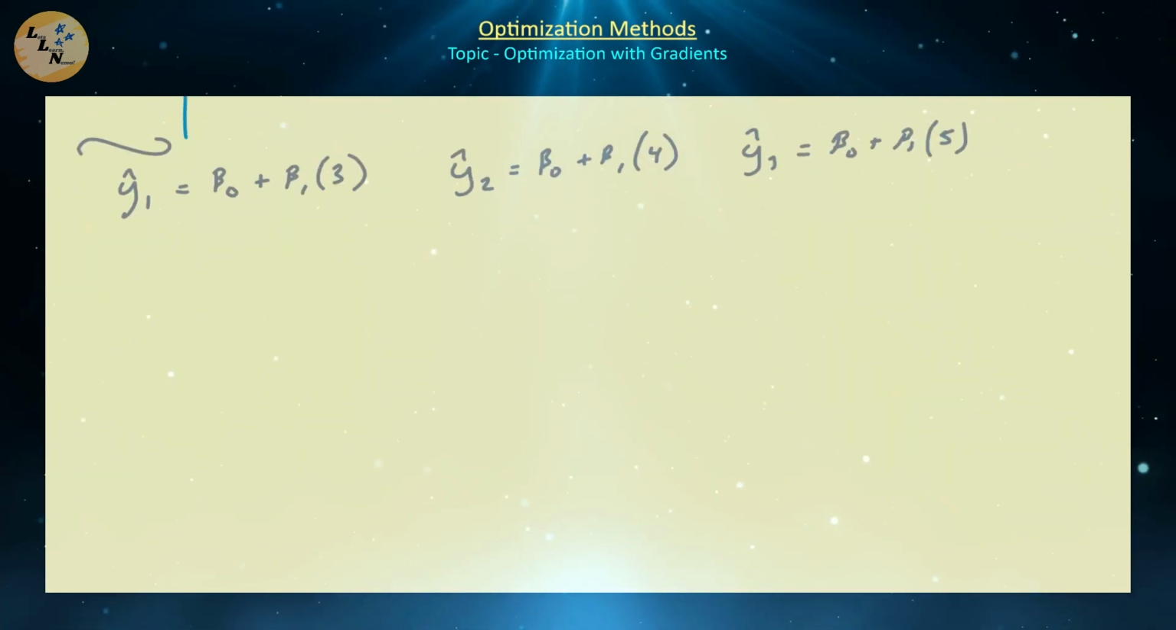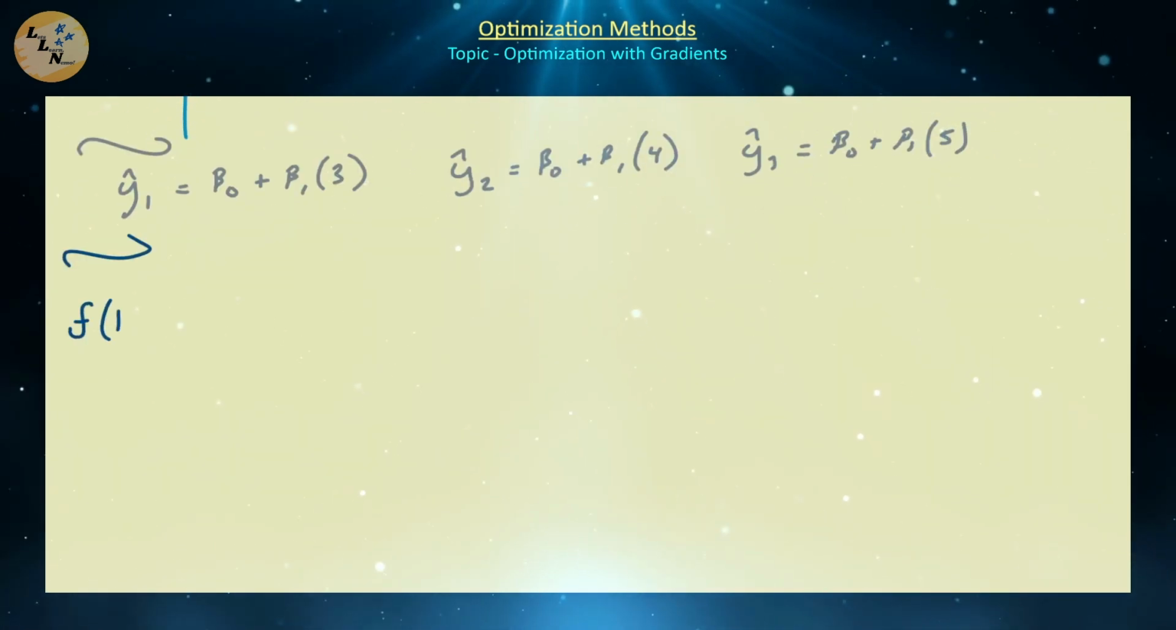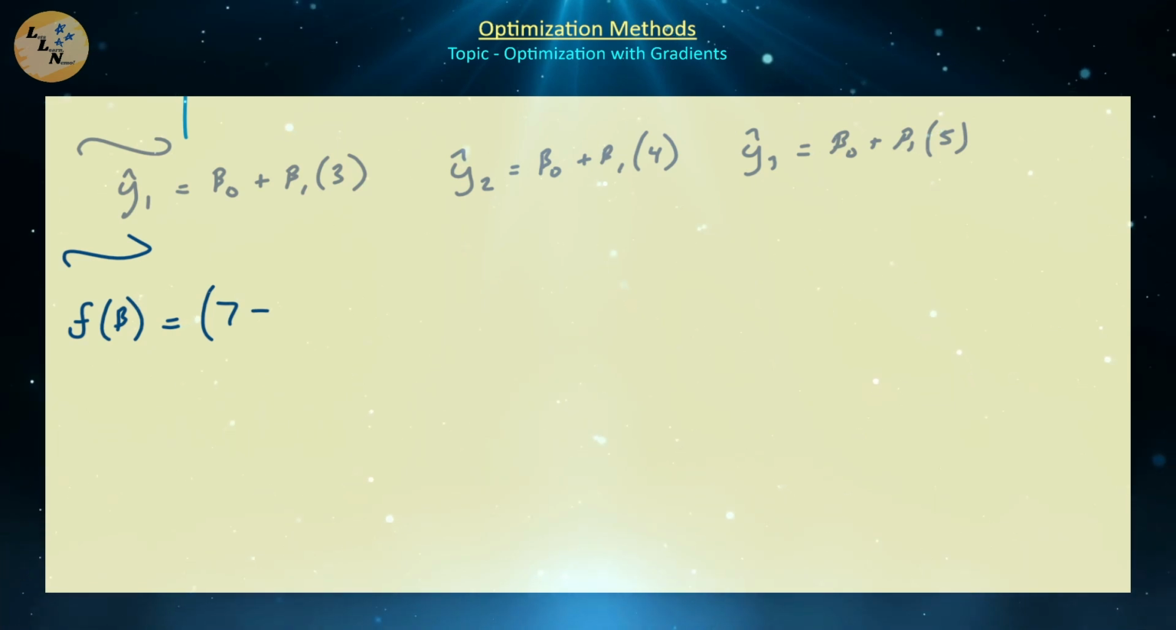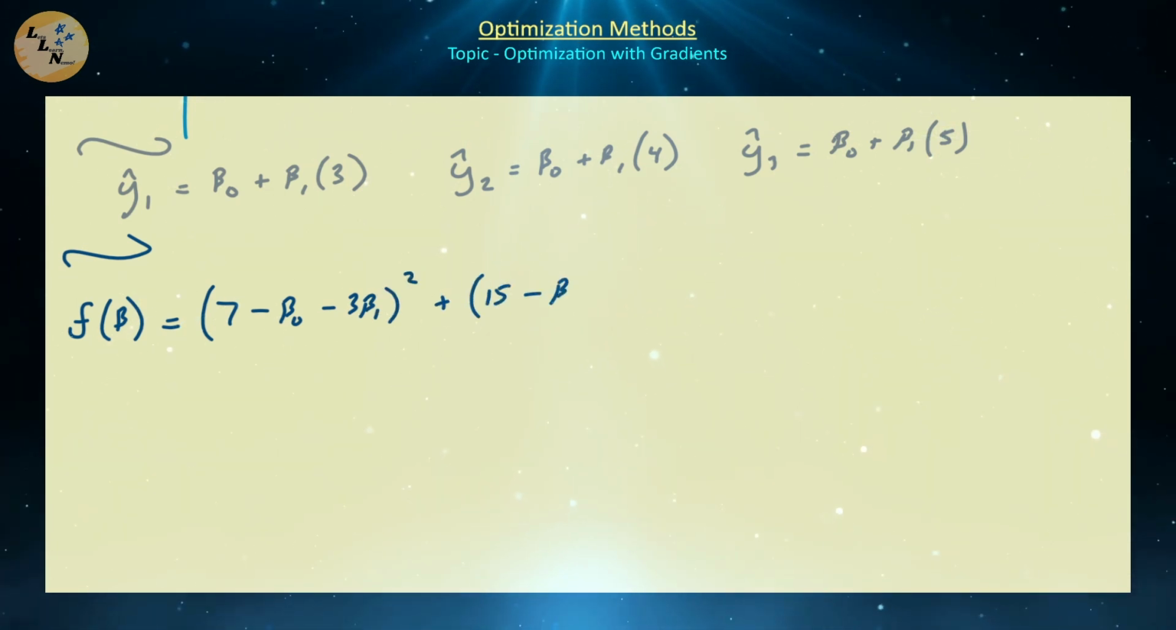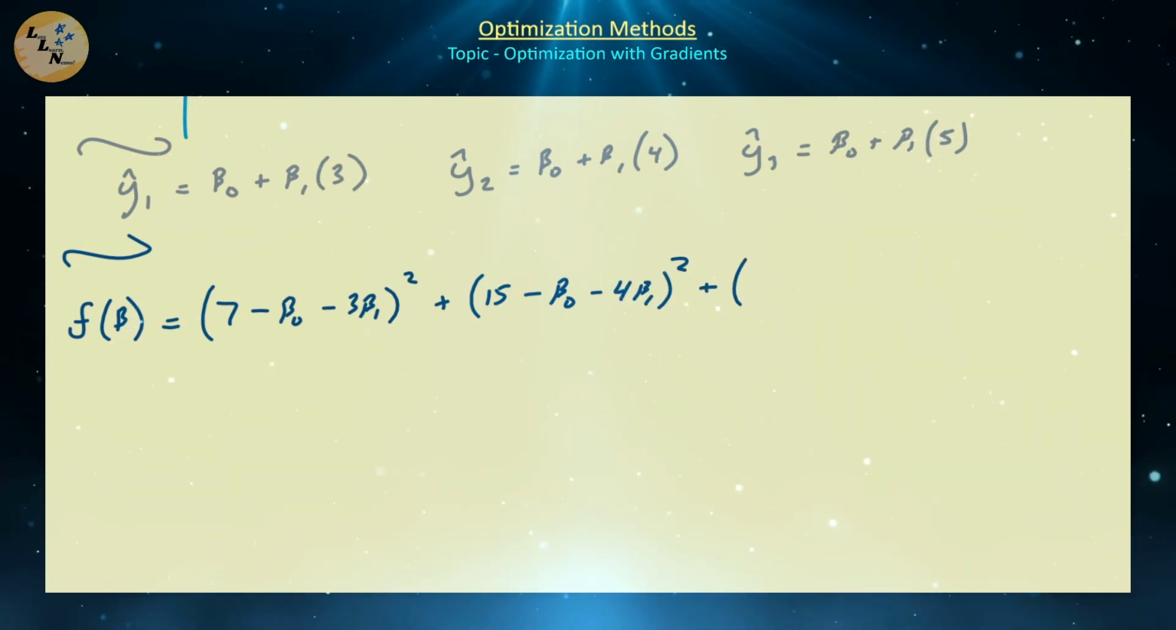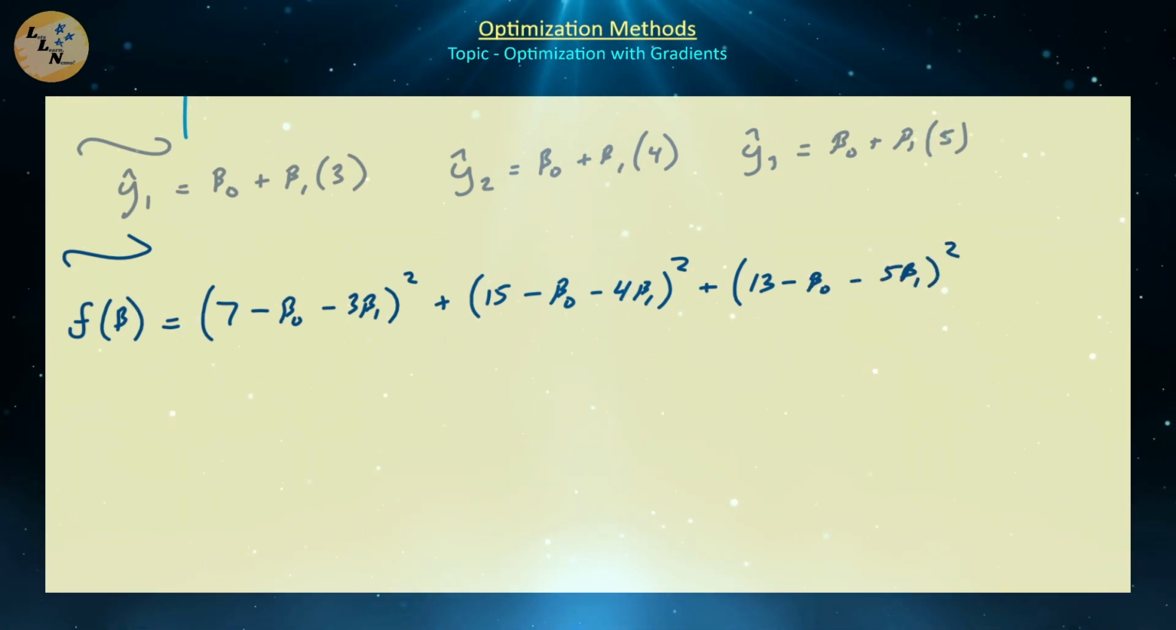So our functional that we're going to be minimizing is the functional f of beta, which is just shorthand for f of beta 0, beta 1, and that's going to be equal to 7 minus the predicted value of 1, so that's beta 0 minus 3 beta 1, the quantity squared, and then the next y value, which was 15, minus beta 0 minus 4 beta 1 squared, and then the last y value that we got was 13 minus beta 0 minus 5 beta 1, the quantity squared. So again, our goal is to minimize this function.